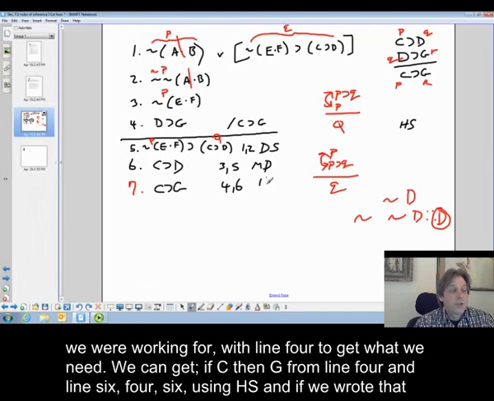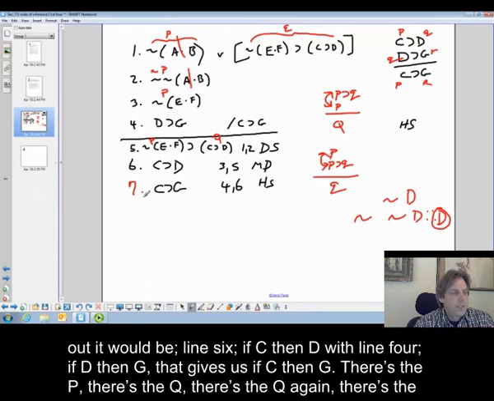Using HS, and if we wrote that out, it would be line 6, if C, then D, with line 4, if D, then G. That gives us if C, then G.